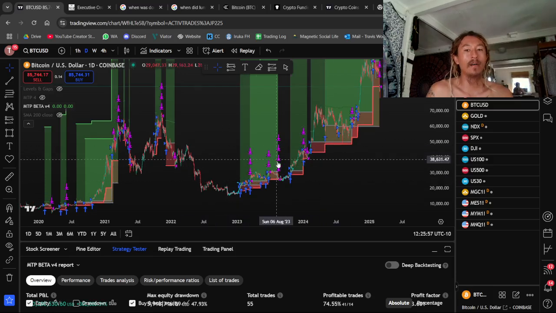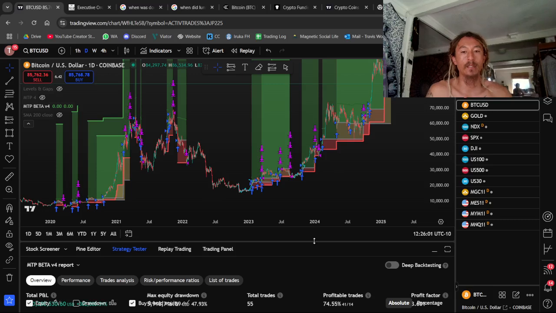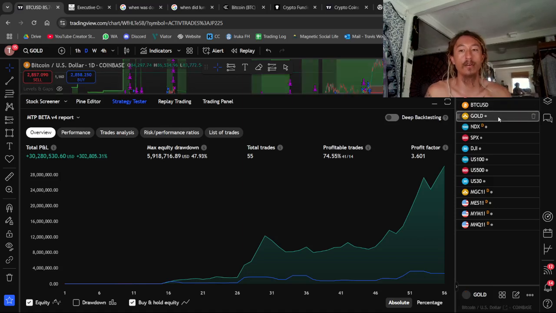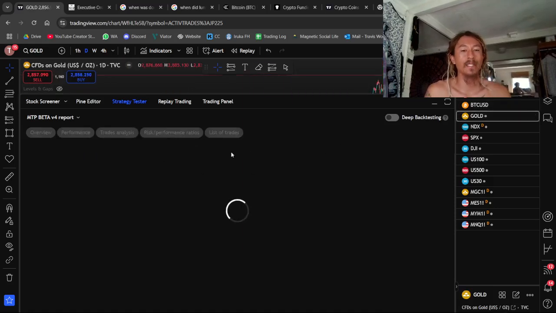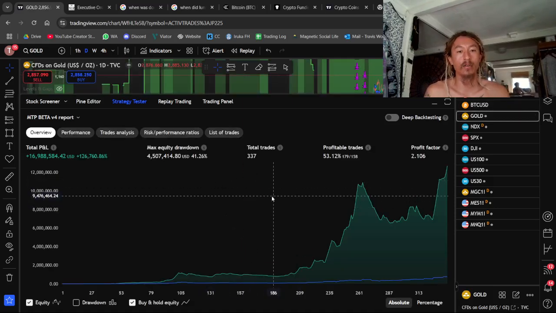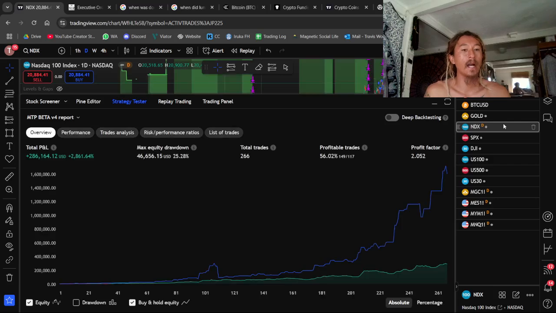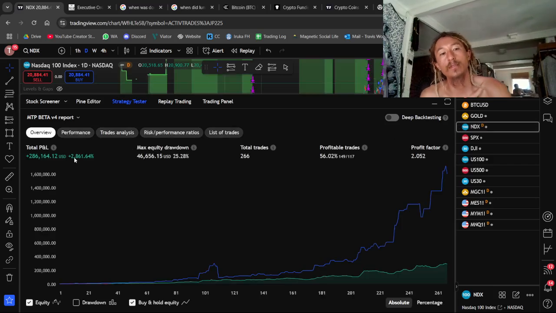Right now I have on some of our best settings for trading MTP. This is a backtest on Bitcoin, 47% drawdown for a 300,000% return. I'm not optimizing, I just picked some settings that are good. Gold, 41% drawdown for 126,000% return. NASDAQ, here we have 2,000% return for a 25% drawdown.